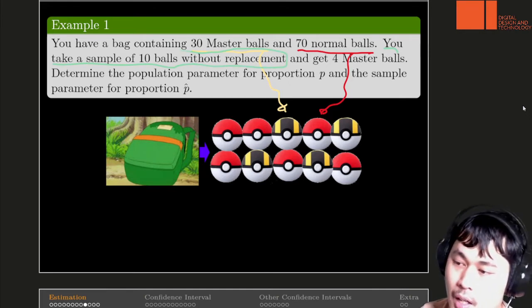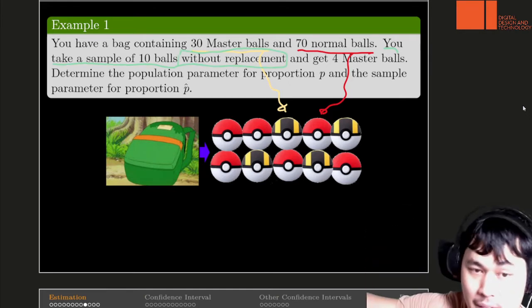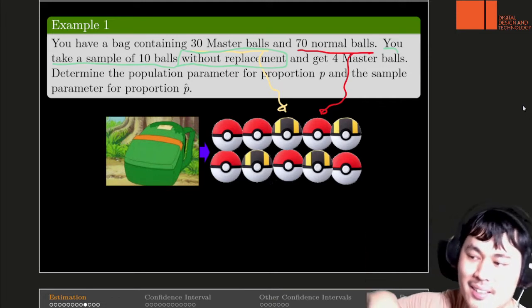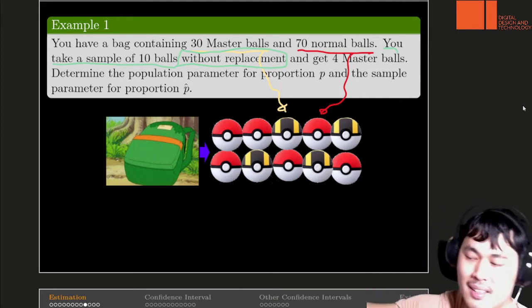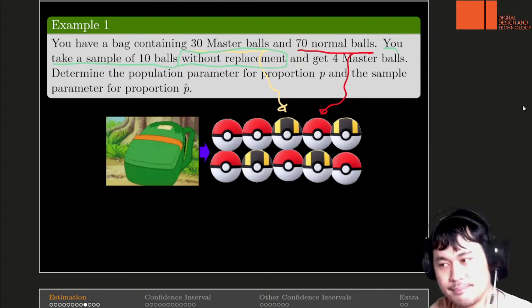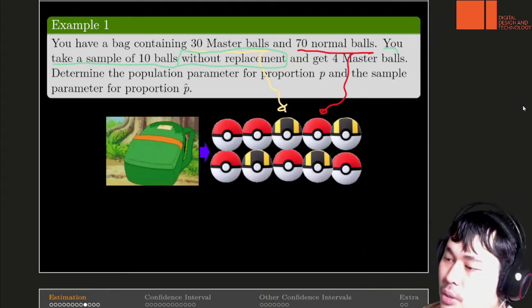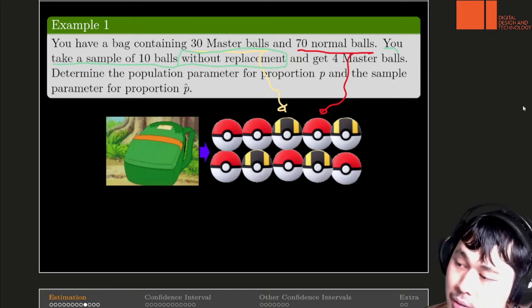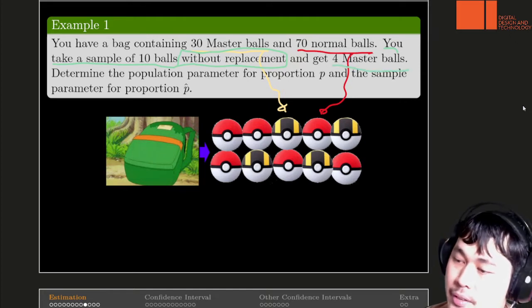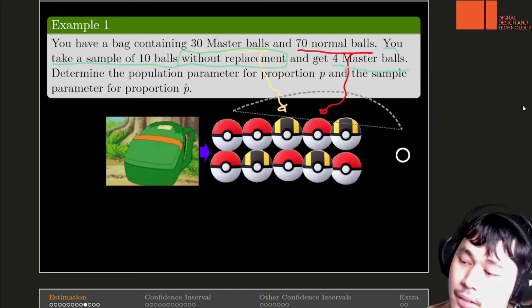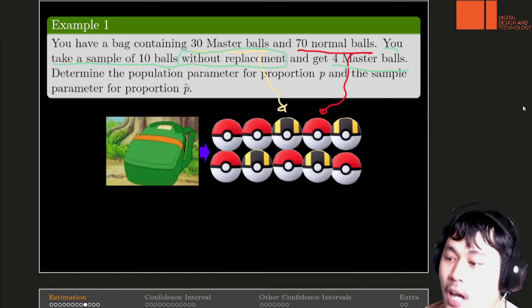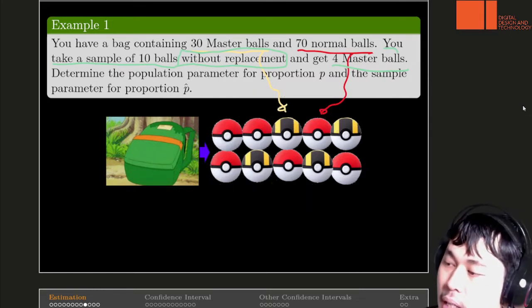That's just a fancy way of saying that you take one and leave it outside the bag, and take another, leave it outside the bag, until you have 10 balls outside the bag. No replacement. You don't put it back in the bag. And suppose you get 4 master balls. In this case, this is what you see on the right. Out of these 10 balls, 4 of them are master balls.